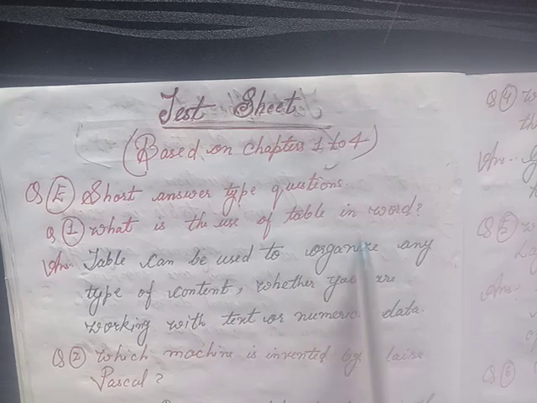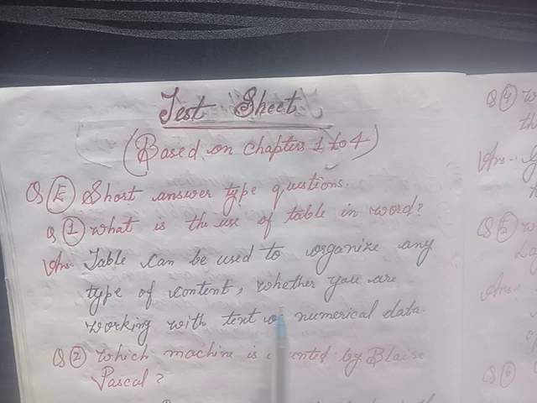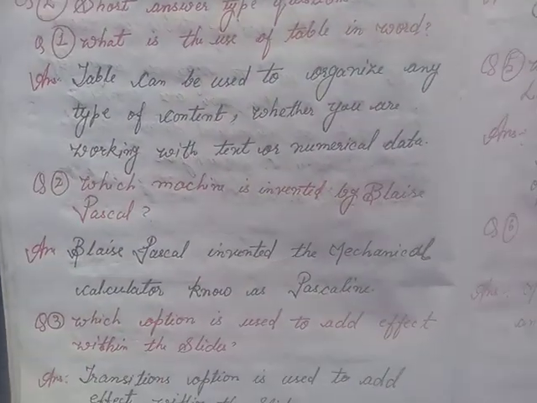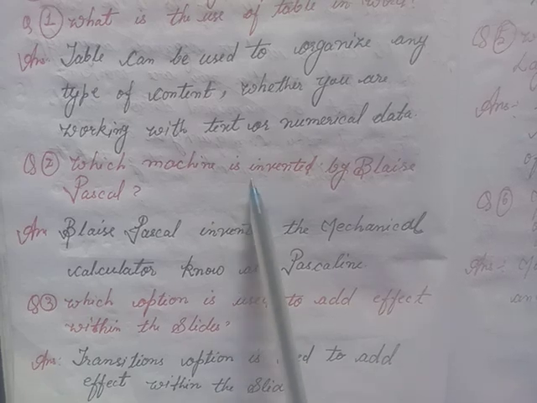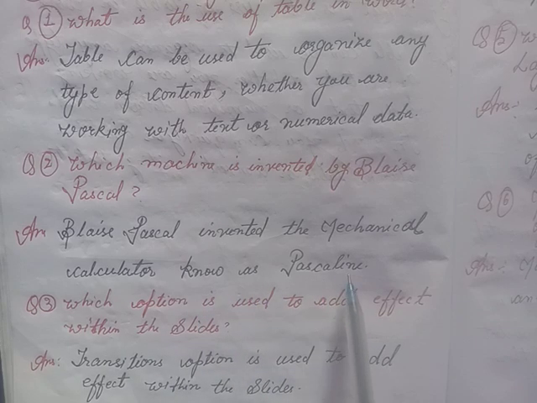E. Short answer type question. First, what is the use of table in Word? Table can be used to organize any type of content, whether you are working with text or numerical data. Second, which machine was invented by Blaise Pascal? Answer: Blaise Pascal invented the mechanical calculator known as Pascaline.